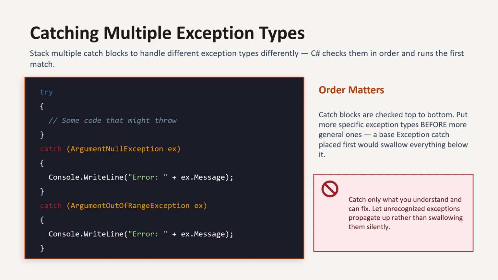So our warning box reinforces a principle from our earlier reading. We catch only what we understand and can actually handle, or maybe anything that you specifically need to log. If an exception type shows up that you didn't anticipate and you don't know how to fix, the right move is often to let it propagate up rather than catch it and potentially hide a real bug.